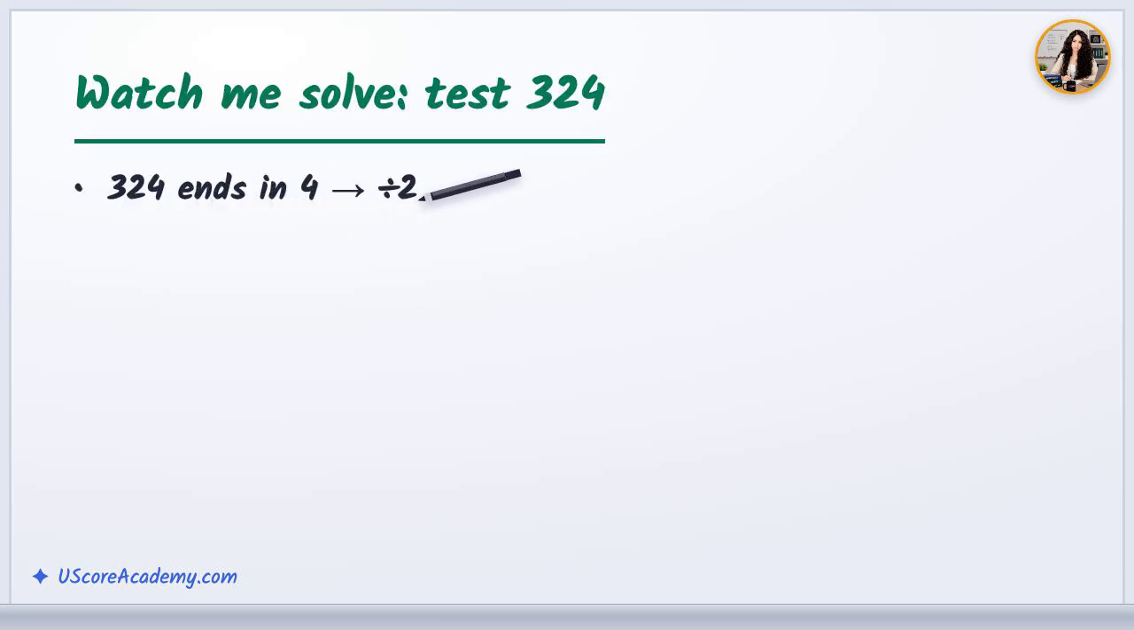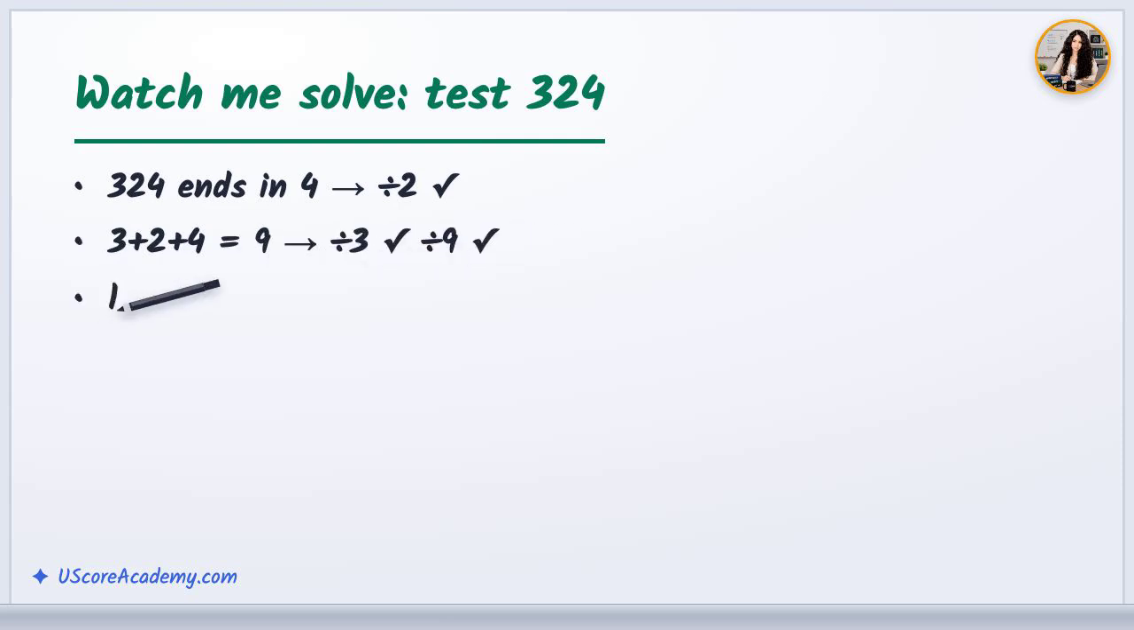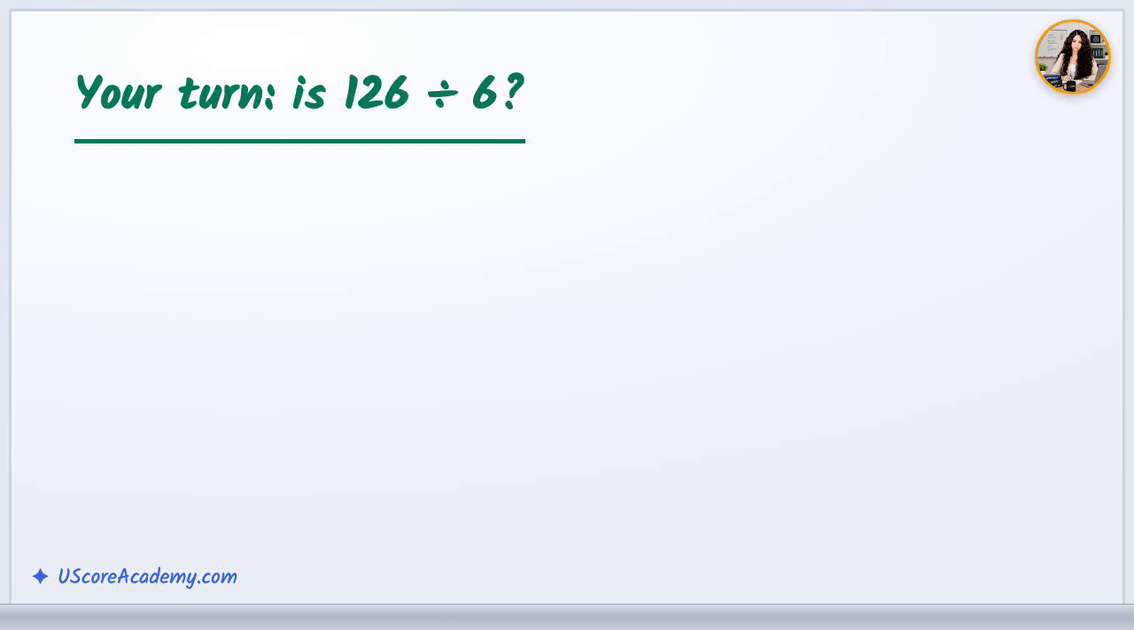Let's investigate 324. It ends in 4, so it passes the 2 test. The digits add to 9, which divides by both 3 and 9, so those pass too. The last 2 digits are 24, and 24 divides by 4. This number passes a lot of tests.